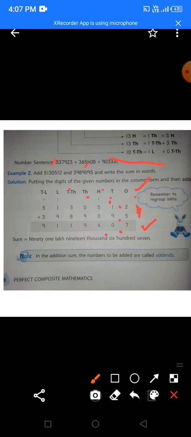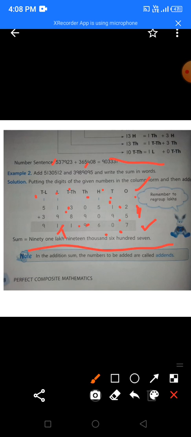3 plus 8 is 11. You will write 1 here and 1 carry. 1 plus 1, 2. 2 plus 9 is nothing but 11. So you've written here 1 and then you've carried 1 here. 1 plus 5 is 6, 6 plus 3 is 9. So this is your answer, 91,19,607. So this is how you will write in your exam.